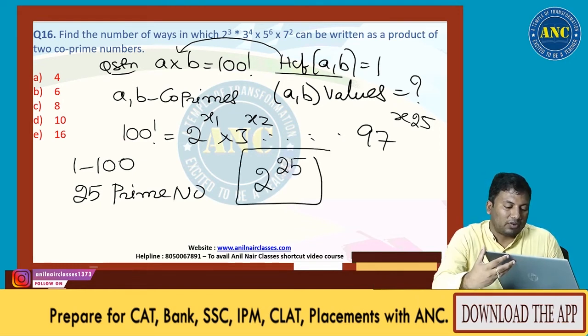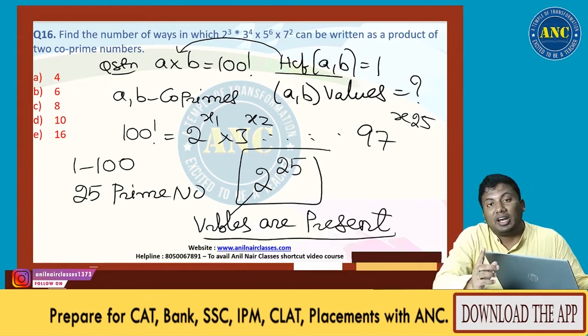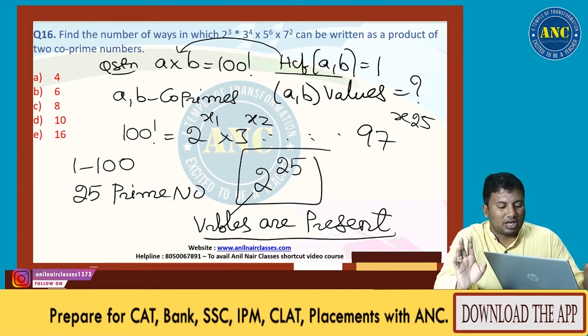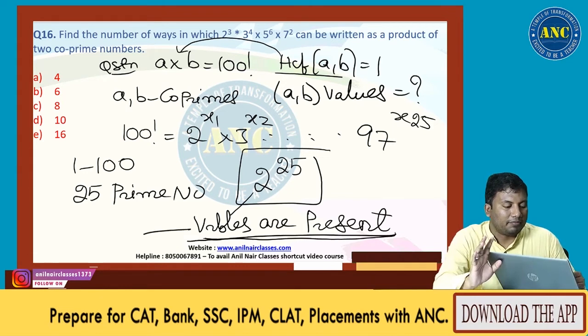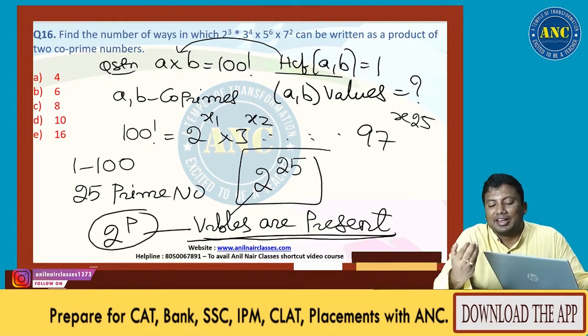Why 2 power 25? Because variables are present in the question. If the question contains variables, it is 2 power p. If variables are not present in the question, it is 2 power p minus 1. I hope it is clear.